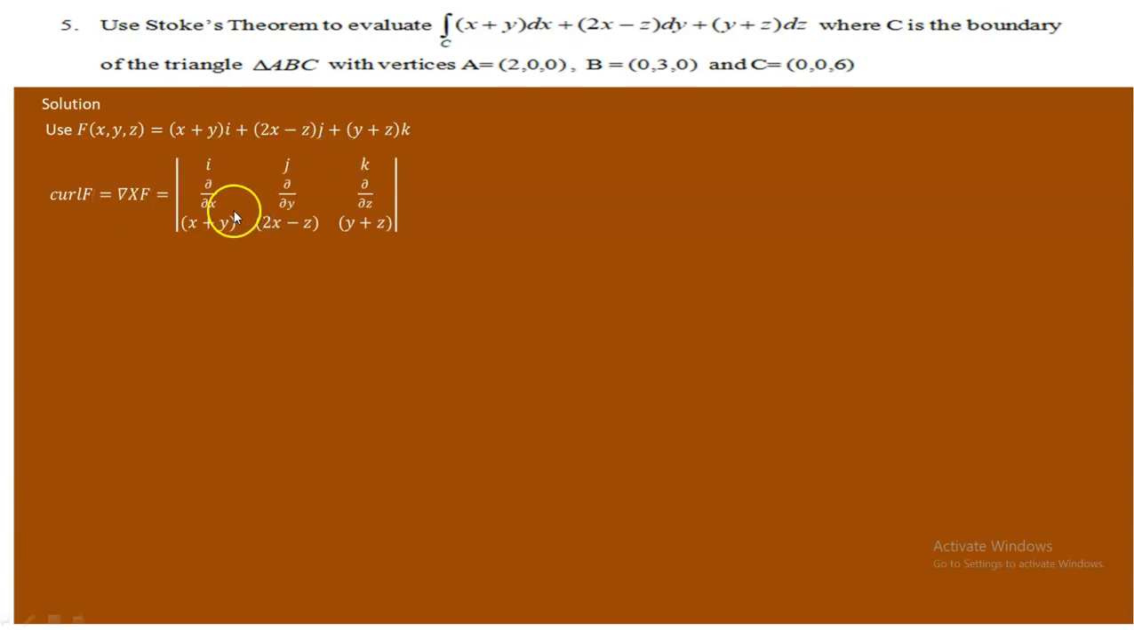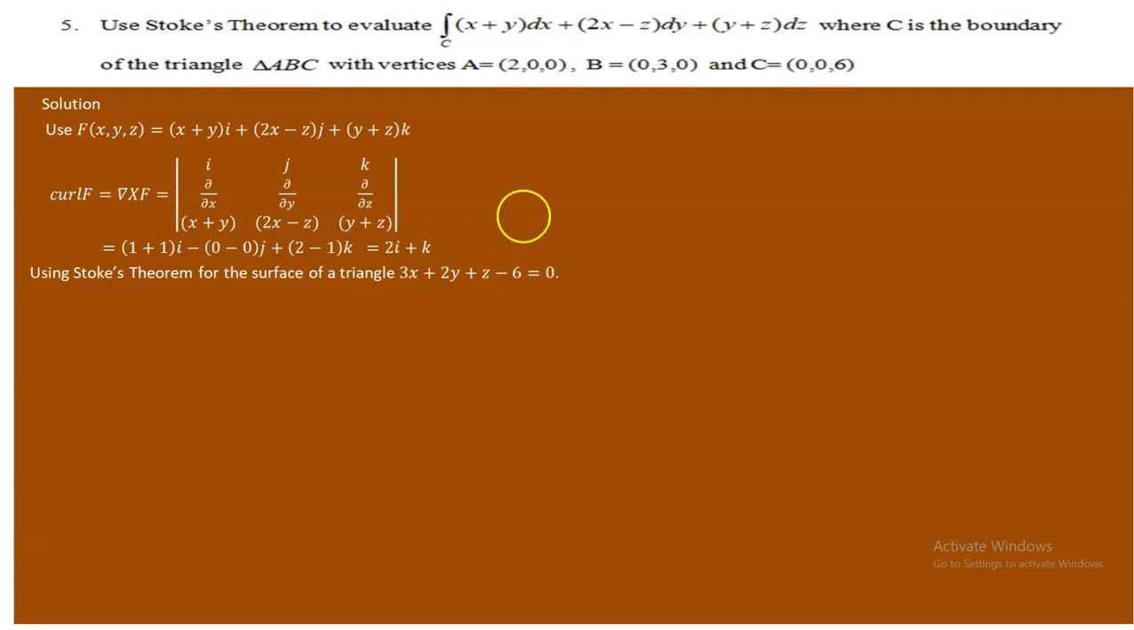So we have i j k, plus minus plus, and this nabla operator or del operator is partial with respect to x, y, z, and the components of f are written x plus y, 2x minus z, y plus z, directly obtained from this one, as you see. So in doing so, we can find this answer to be 2i plus k. So the curl of f is already obtained, so Stoke's theorem associates this line integral with surface integral.